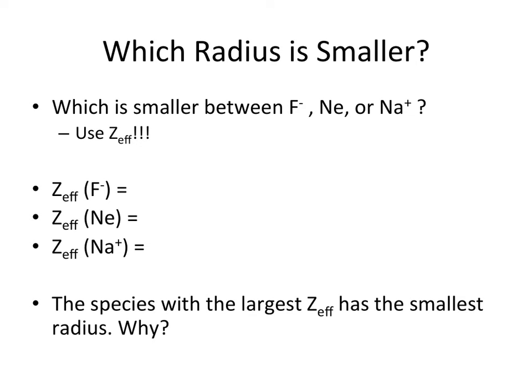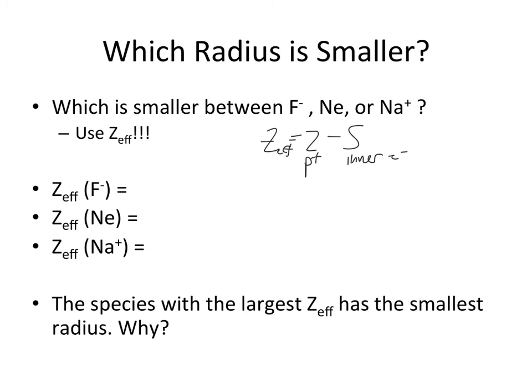They all have the same amount of electrons, but remember they do have a different amount of protons. So can we use that? Yes, we can. We can use Z effective. Remember that Z effective is equal to Z minus S, Z being the number of protons, S being the number of inner electrons.